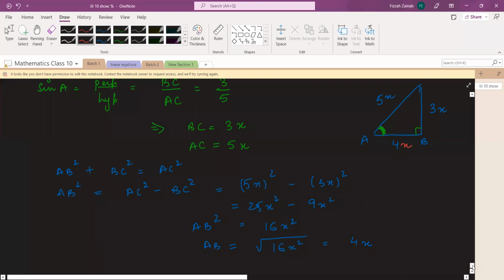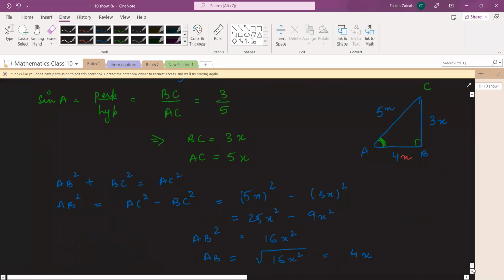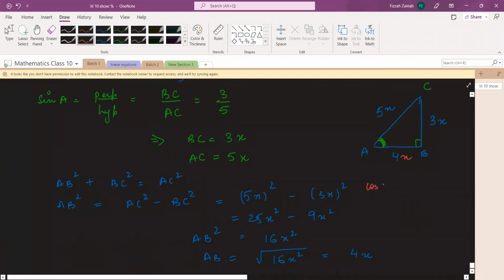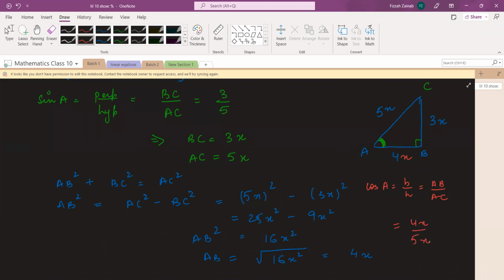Now you can find anything. Cos A and tan A you want to find, right? So cos of A, simple, base by hypotenuse, right? Base will be AB, hypotenuse will be AC, right? So AB is 4x and AC is 5x. So x will now cancel. So it will be 4/5. Now find tan A quickly.